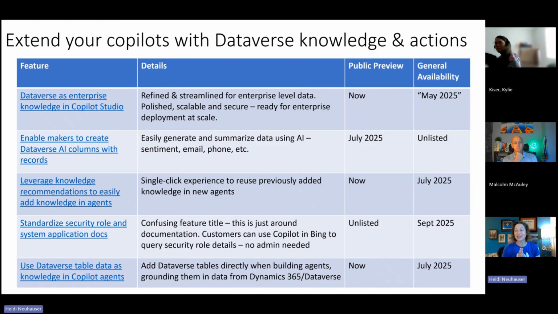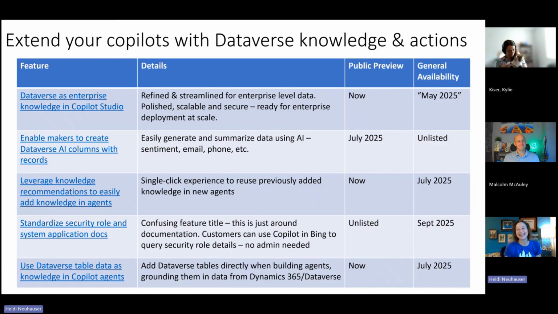Fourth is standardized security role and system application docs. Doesn't that sound cool? Unfortunately, when you actually look at it, it has nothing to do with standardizing security roles and system applications. All this is documentation. So docs here, the only thing they're talking about is documentation. This simply means I can use Copilot in Bing and ask it questions about my Dataverse security, and then it will surface the answers. So that was a bit of a letdown when I saw it. I thought, man, Kylie's going to love this. It's about standardizing security roles and applications, but it's not.